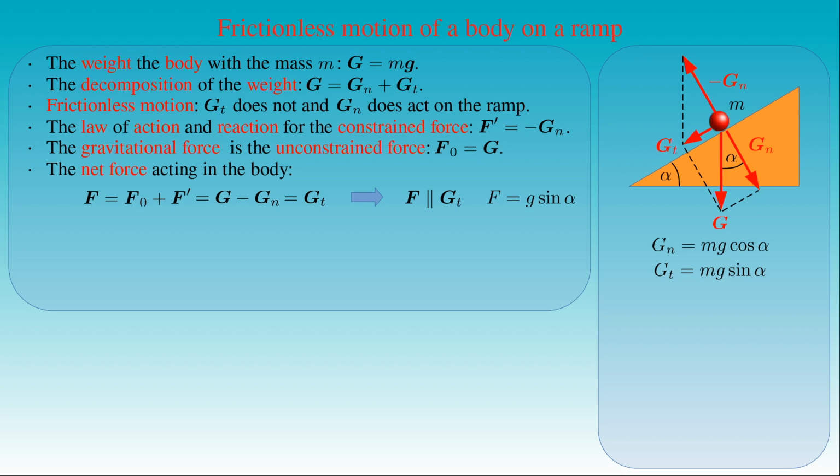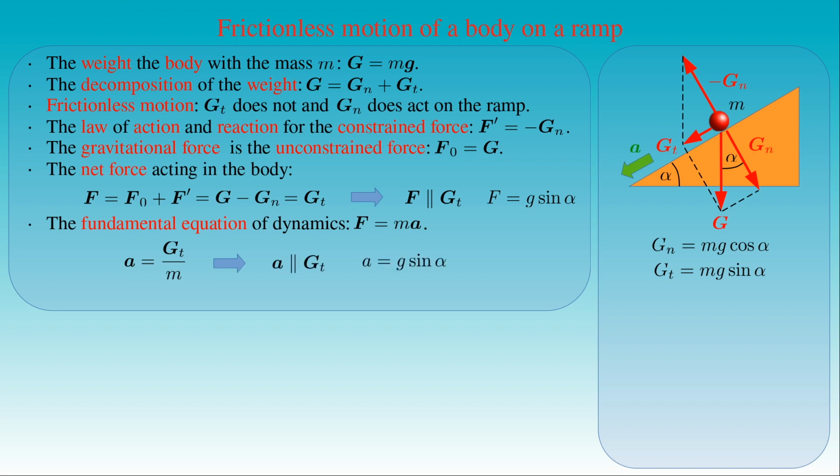The fundamental equation of dynamics states that the force F exerted on the body is equal to its mass m times its acceleration a. By applying this equation, we can demonstrate that the body slides down the ramp, and its acceleration a is equal to the tangential component Gt acting on the body, divided by its mass m. Then the acceleration of the body also has a tangential direction, and its magnitude is equal to the magnitude of the gravitational acceleration g, times sine alpha.